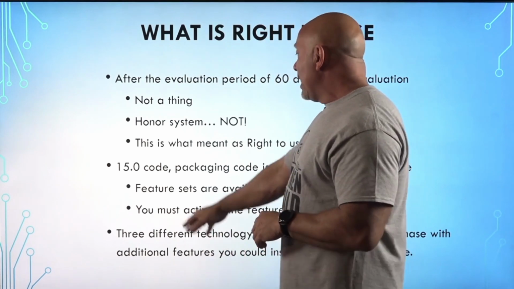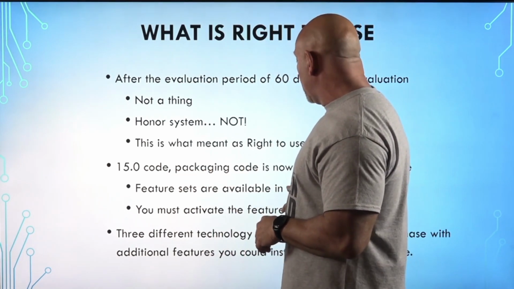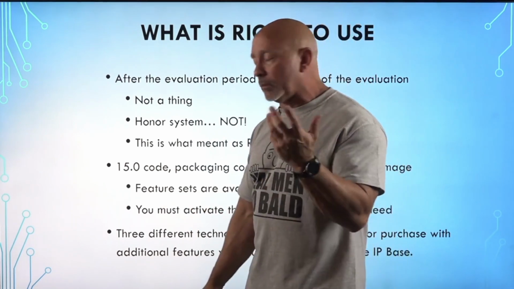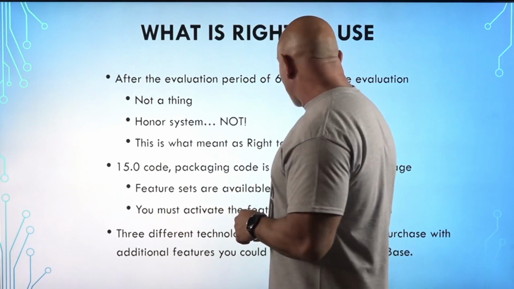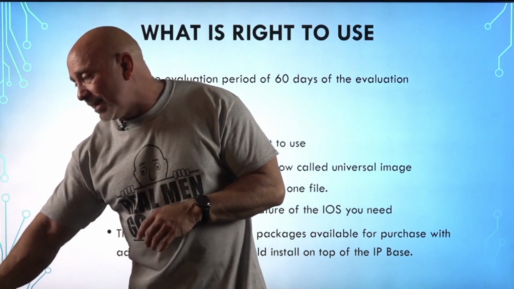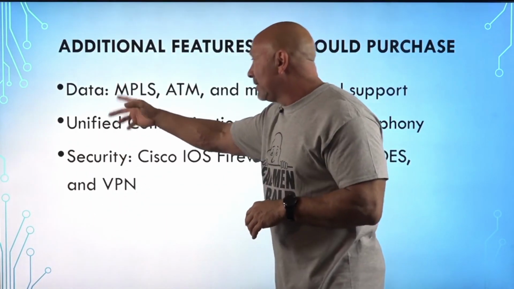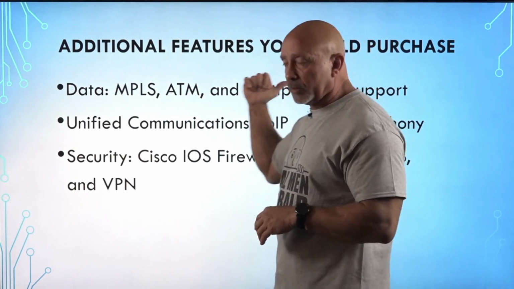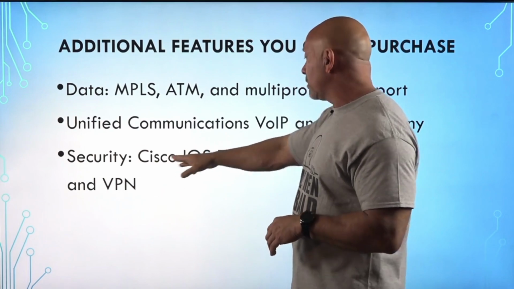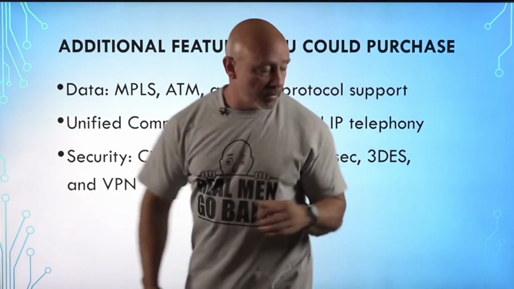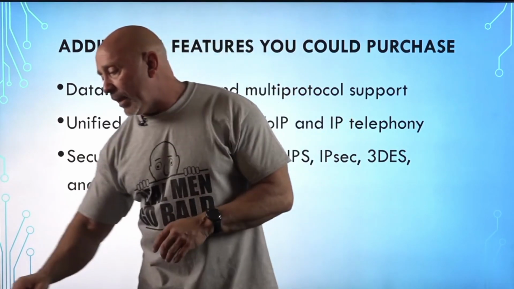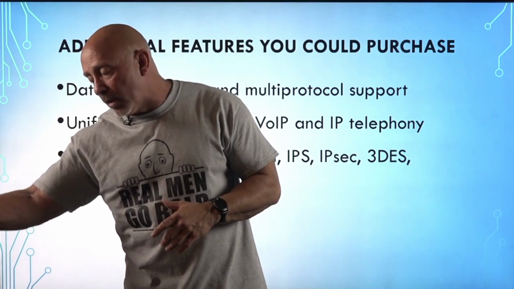Okay. Now, the feature sets are available in one particular file. You must activate the feature of the IOS that you need, and we'll play around in the lab. Now, there are 3 different technology packages available for purchase. The additional that you could install on top is the IP base. Normally you have the data, which is the MPLS, ATM, and multi-protocol support. The unified communications for VoIP and IP telephony, and security: Cisco IOS firewall, intrusion prevention systems, IPsec, 3DES, and VPNs. Okay, so those are additional features that you can go ahead and purchase.